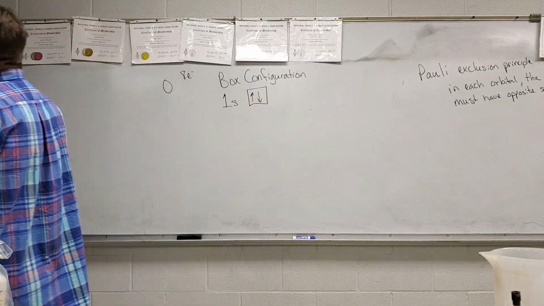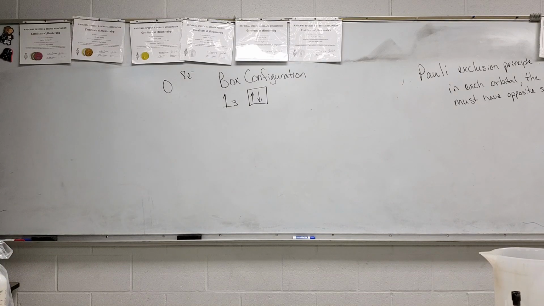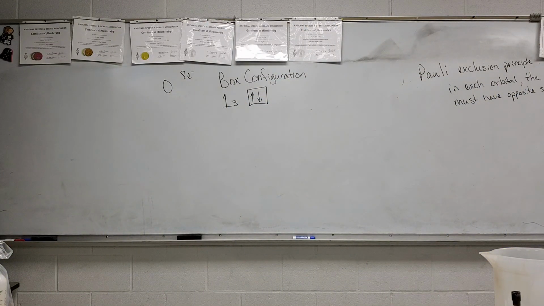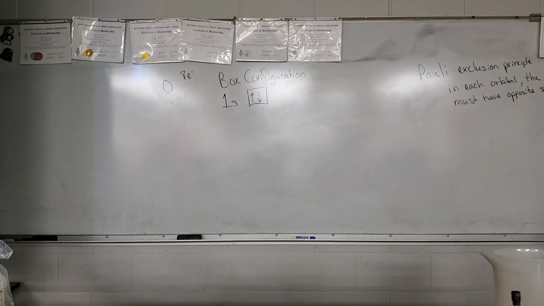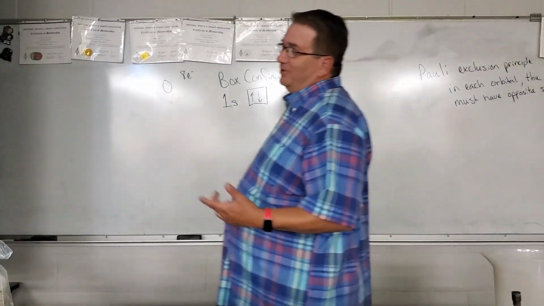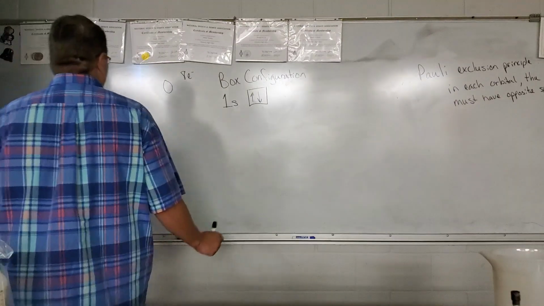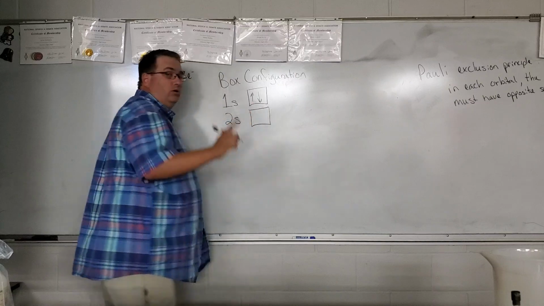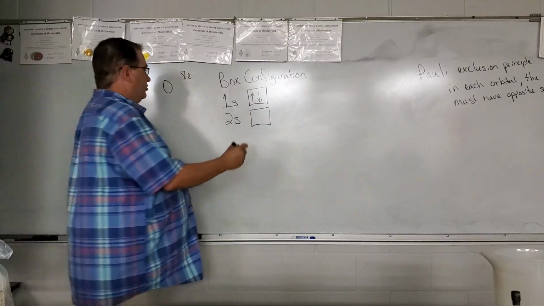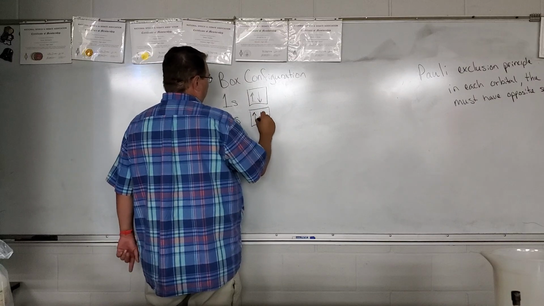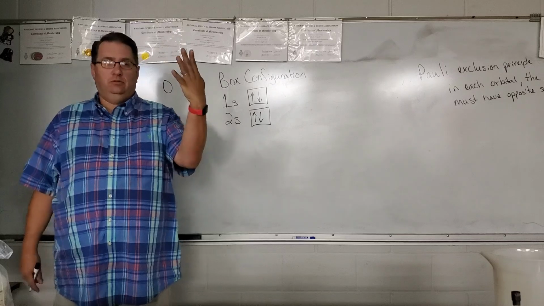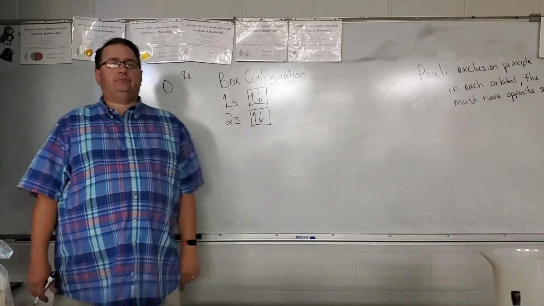According to our chart, after I go 1s, where do I go? What's next? 2s. I'm gonna turn that light off so I can see this a little bit better. 2s. So it's still an S, so still 1 box, 2 electrons, up, down. So I have a total of 4 now. Yes. Okay? What's next?